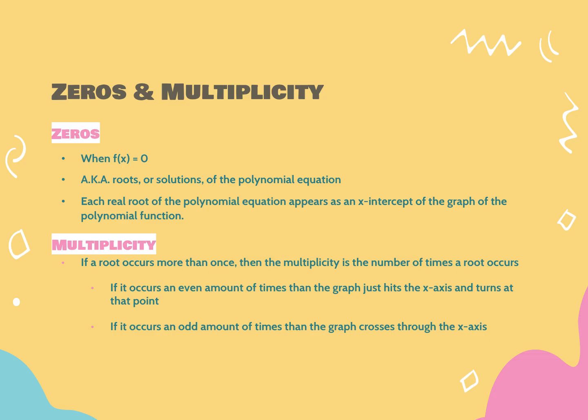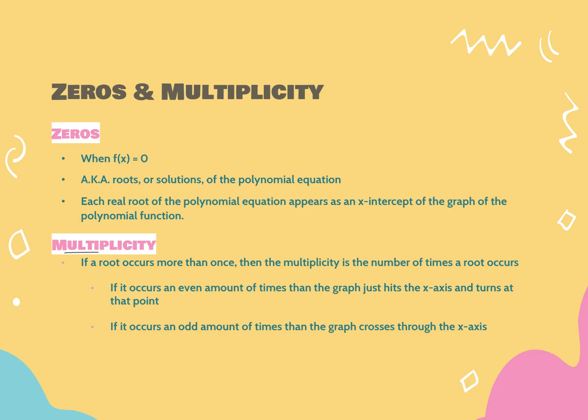Zeros we've talked about before. I'm not going to spend too much time on that. It's just where f of x is equal to 0. And based on the previous lesson, in section 3.4, you are now able to find all of the zeros of your polynomial, whether or not it's factorable.